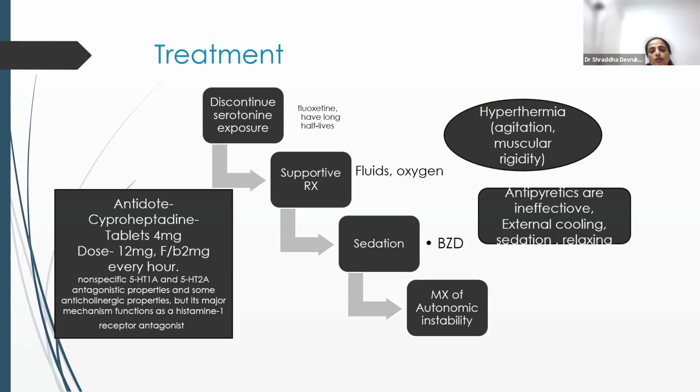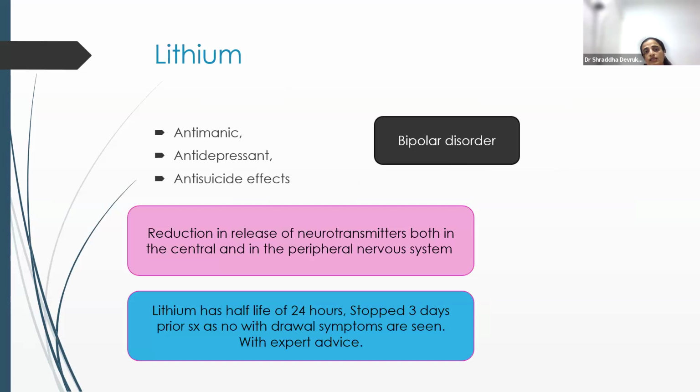So the dose is 12 milligrams, which should be given by an RT, followed by 2 milligrams every hour till the symptoms subside. So another drug is lithium. It is used in bipolar disorders. It is anti-manic, antidepressant, anti-suicide. So when the patient is coming with a prescription of lithium, that means it's a terminal case. They have tried many things and now there is nothing else left.